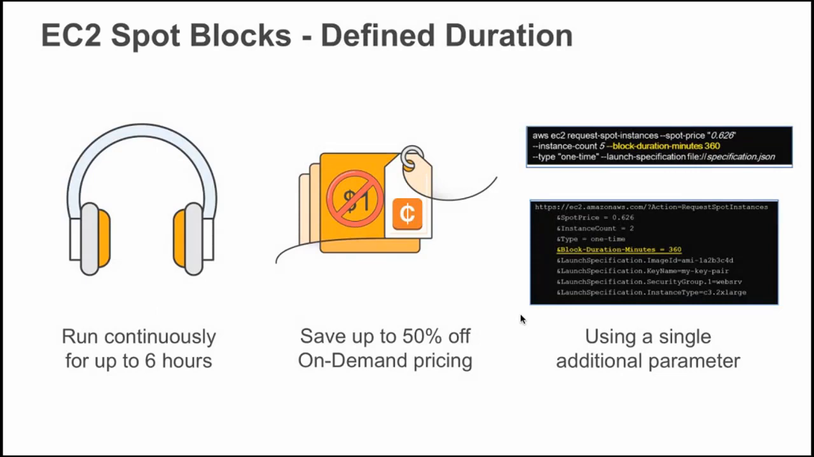I also mentioned earlier the concept of spot blocks. Spot blocks, or defined duration, are the ability to request a spot instance for a continuous period of time between 1 and 6 hours. So this is great for workloads that need to run uninterrupted for a specific period of time. Spot blocks don't yield quite as much savings. They average roughly 50% savings off of on-demand, but that's still a significant amount of savings at the end of the day.